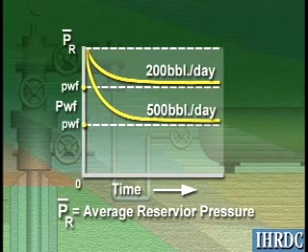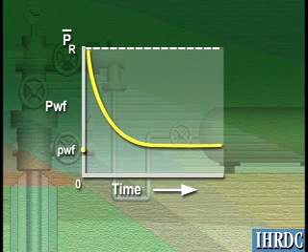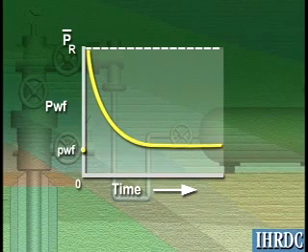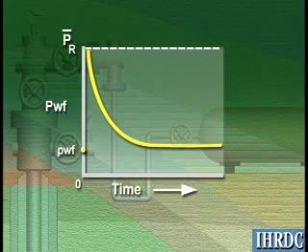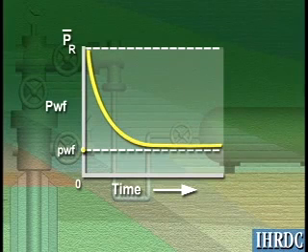Soon after flow has begun, the bottom hole flowing pressure approaches a stable value. And when we use this stable value in our calculations, we can apply the equations of steady state flow to our performance analysis.